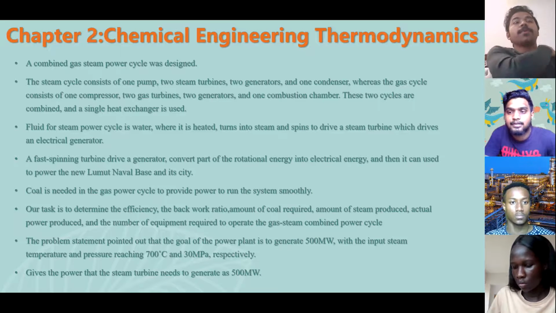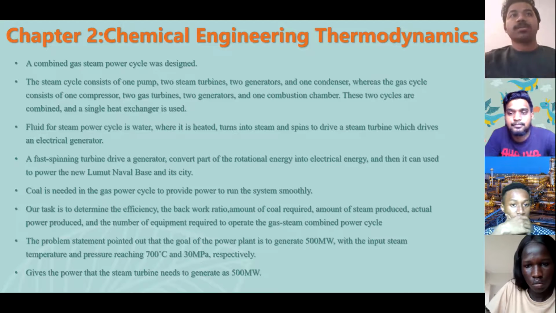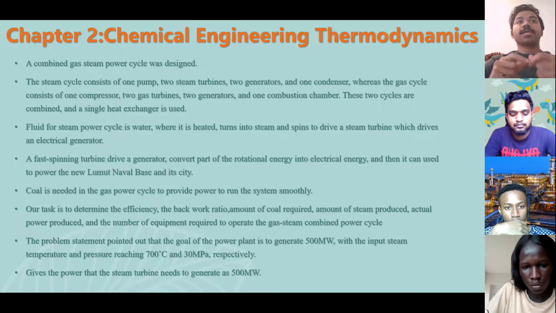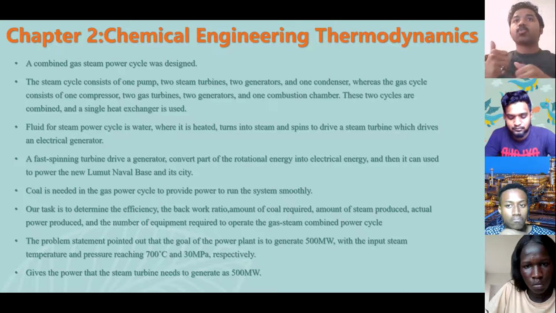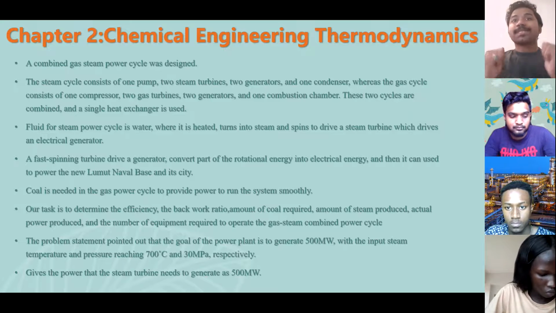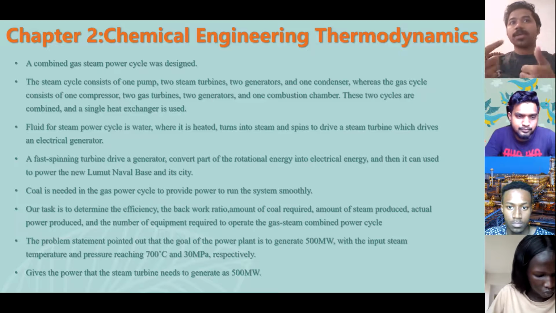Okay, thank you, Devon. So now I'm going to introduce Chapter 2, which is about chemical engineering thermodynamics. Let's start. A combined gas steam power cycle was designed. The steam cycle consists of one pump, two steam turbines, two generators, and one condenser, whereas the gas cycle consists of a compressor, two gas turbines, two generators, and one combustion chamber. These two cycles are combined and a single heat exchanger is used. The fluid of the steam power cycle is water.